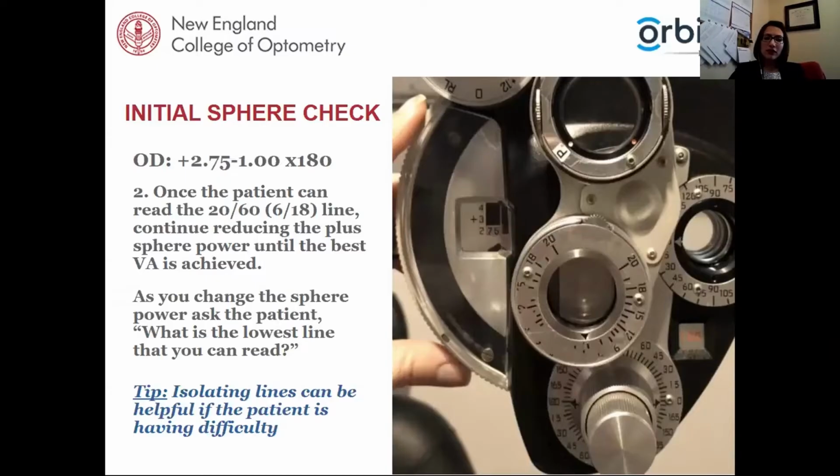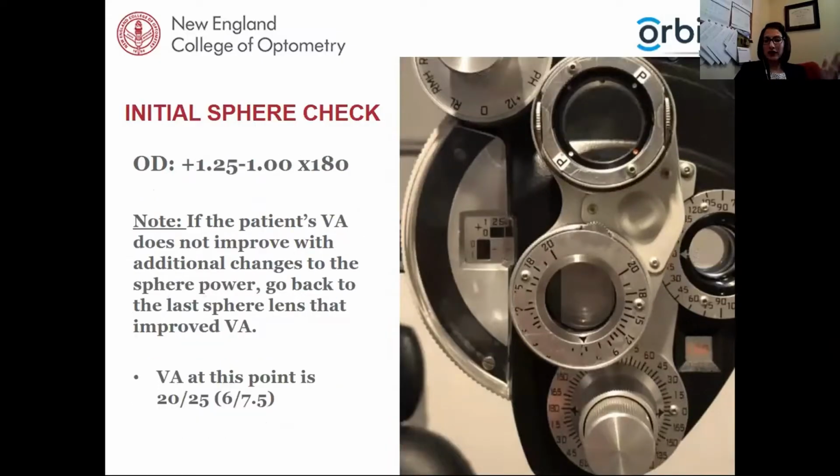If the patient's having difficulty at this point, many of my patients have difficulty reading all the way across one line, or sometimes they're getting multiple letters wrong, and I'm not sure which line they're reading from. So isolating lines at this point can be very helpful. With the patient population that I work with, I almost always isolate lines, and sometimes it takes a little bit longer, but it's a little bit easier for me to keep track of what line they're reading. So again, you can adapt this based on the needs of your patient population.